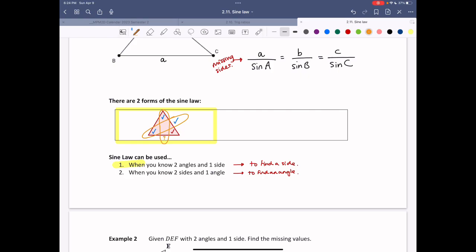The other option, which is when you know two sides and one angle, let's draw a triangle and demonstrate that one too. So when you know two sides and one angle, now this is the key. The angle has to be either this one or this one, okay? It cannot be this one, all right? Because if you're given that one, let me do that one in red. If you're given that one, then you can't use sine law.